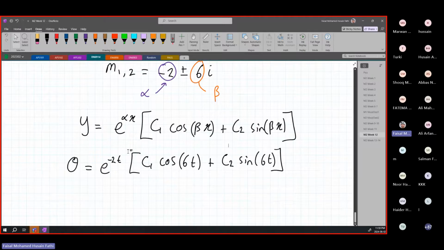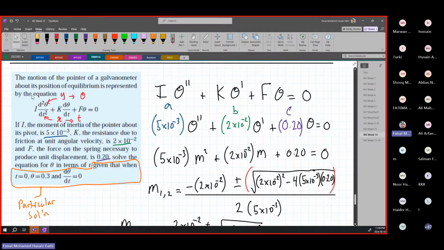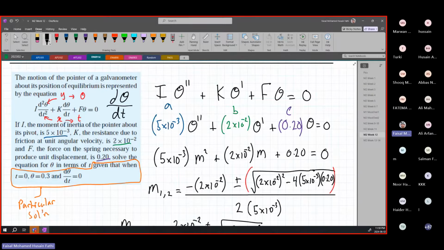Why did you put t instead of x? Perfect. So here in the question, we are given d theta by dt, not dy by dx. So I replaced the y with theta and I replaced the x with t. That's the reason why. Then the question is in theta and in t.